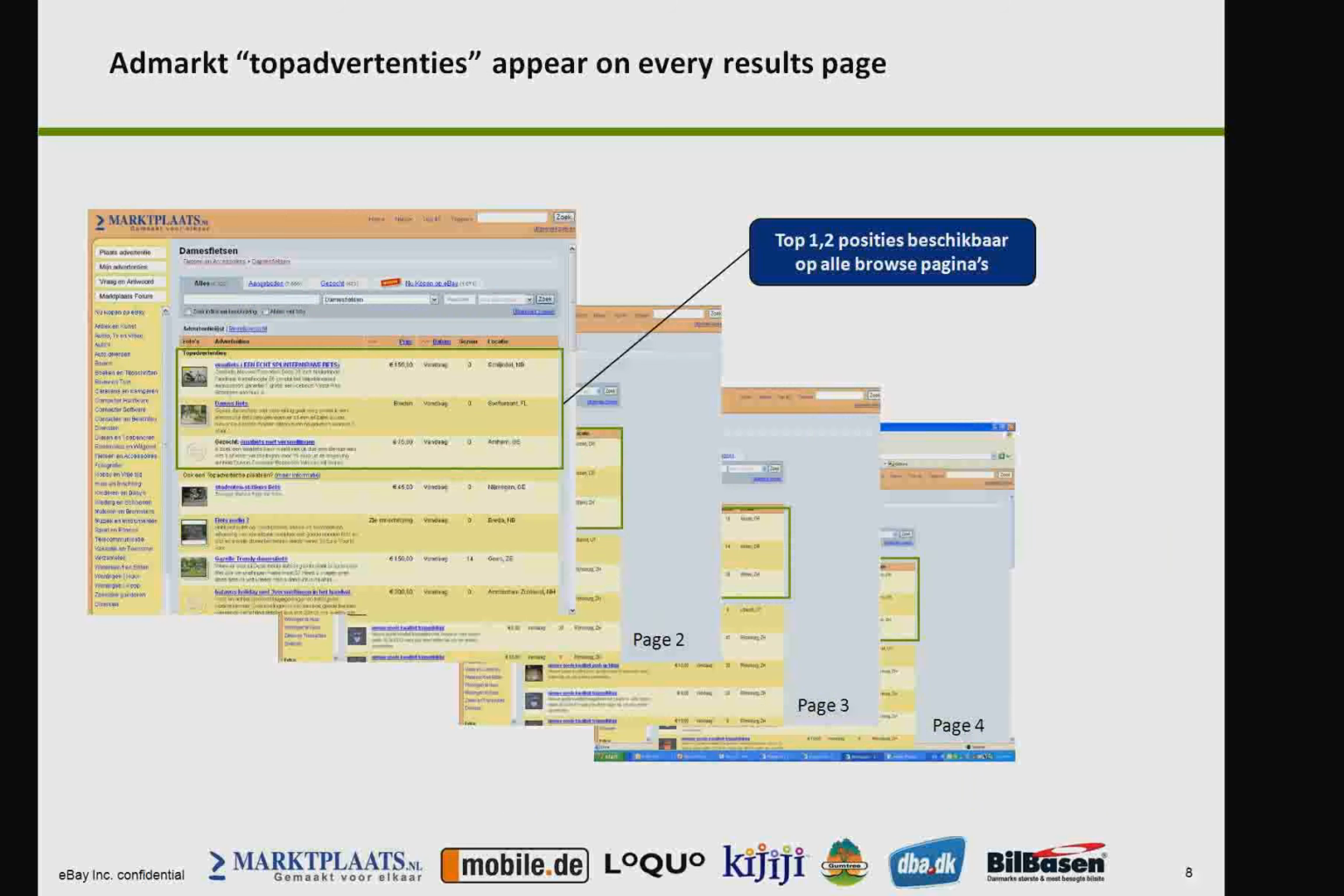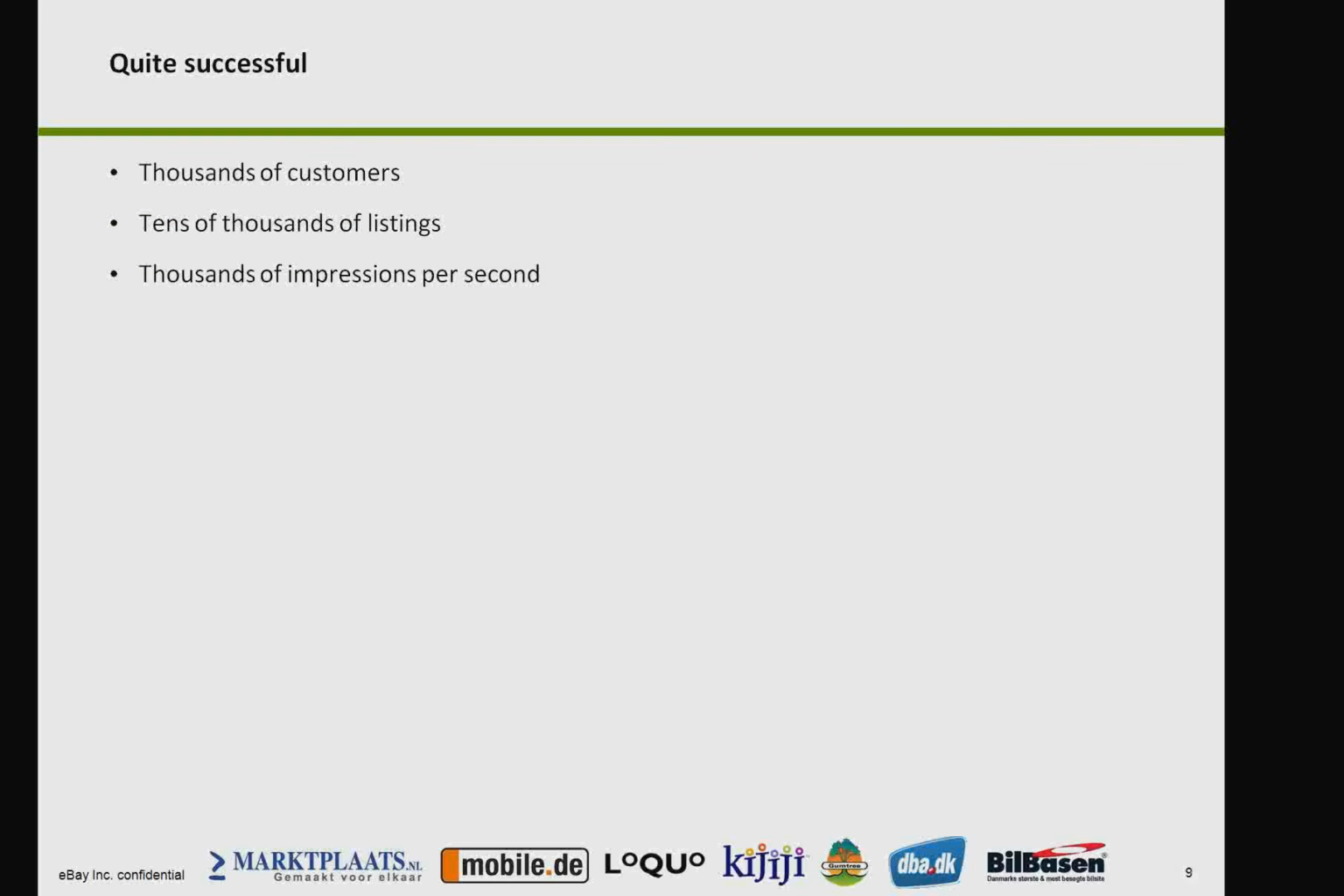As we're showing them on every results page throughout the website, you can probably imagine, if you keep the numbers in your mind, that we are showing them quite often. At the moment it's still saying thousands of impressions per second. That's because the deck is a couple of months old. I think we have now crossed 10,000 impressions per second. So we're serving 10,000 different AdMarked ads per second on various listing result pages.